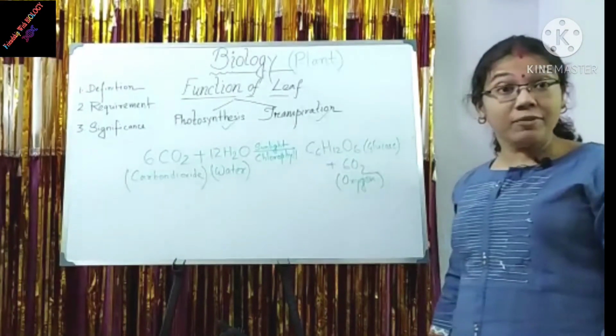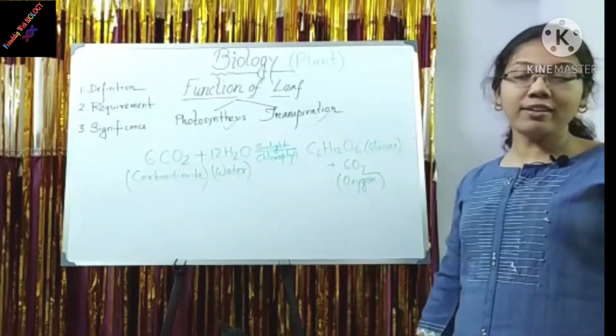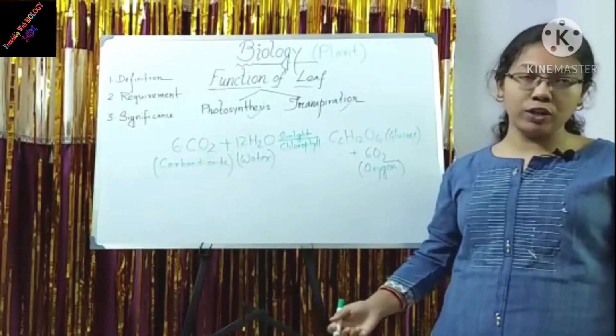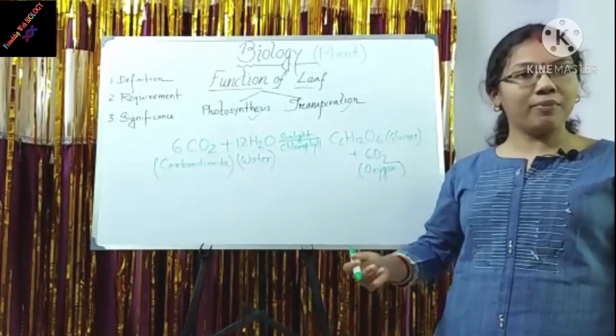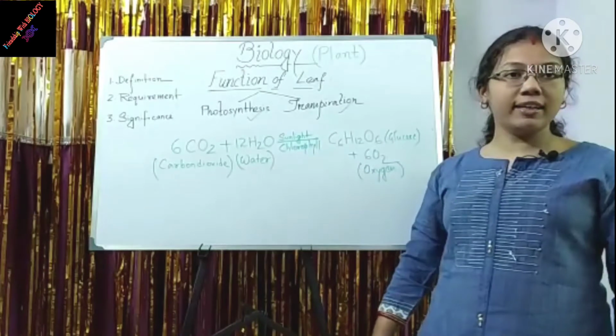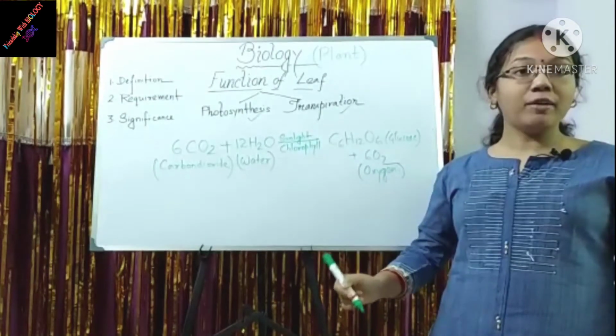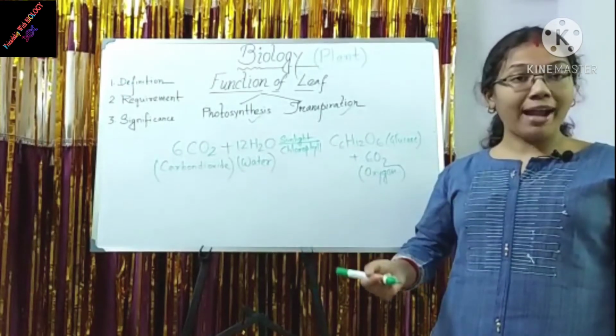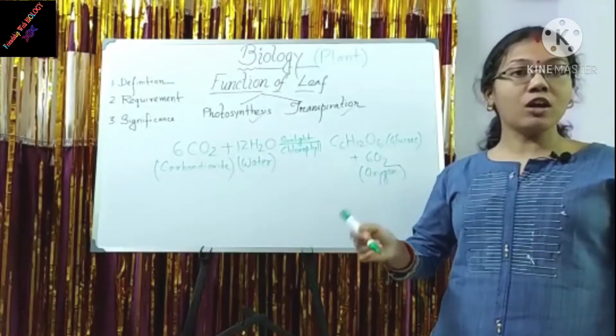What is the significance of photosynthesis, friends? In the process of photosynthesis, plant produces food that is taken by plants and animals both. Another significance is that plant gives oxygen that is taken by plants and animals for the process of respiration.